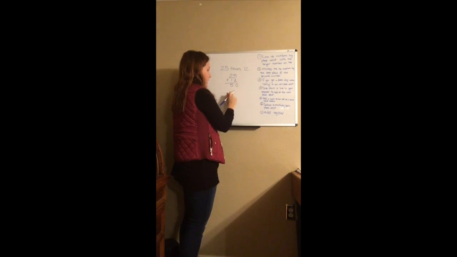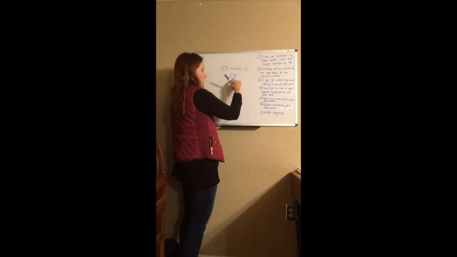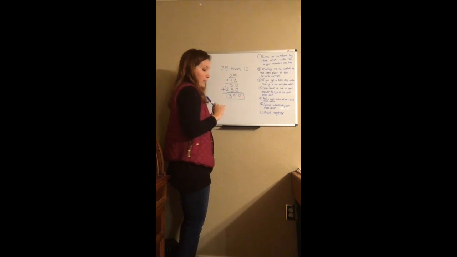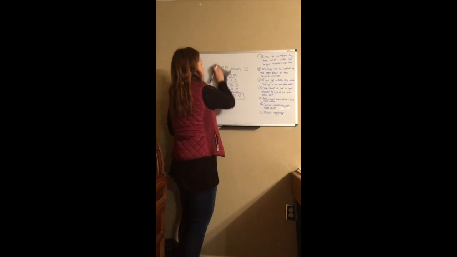So then I'm going to drop down a line and add a 0 for the ones place. 1 times 5 is 5. 1 times 2 is 2. So then my last step is to add them together. The answer is 300. So let's do one more together, and then I'm going to give you one to practice on your own.